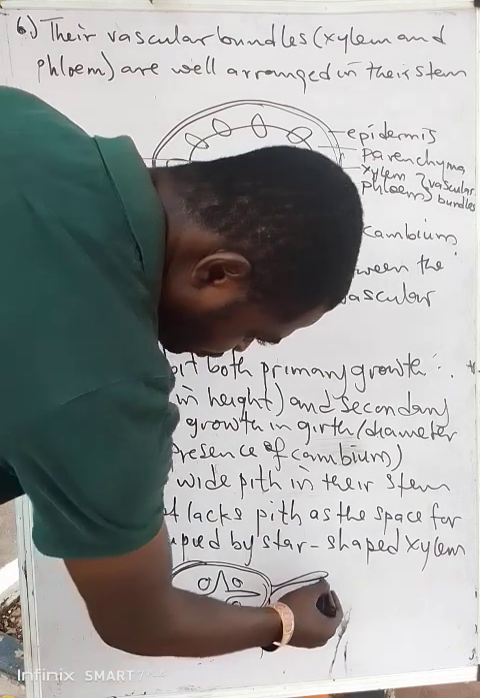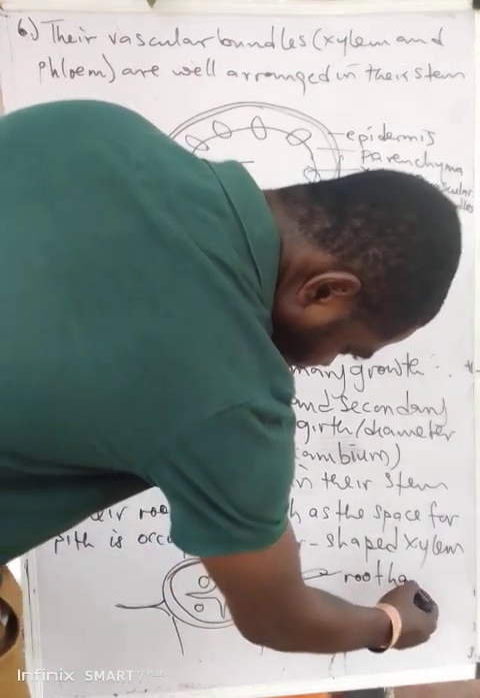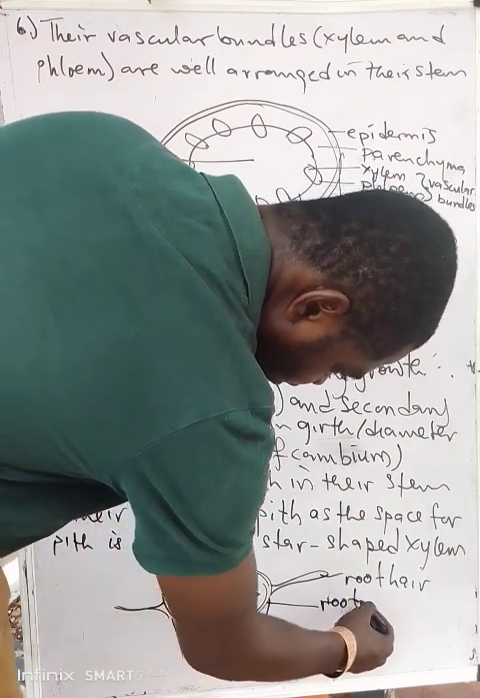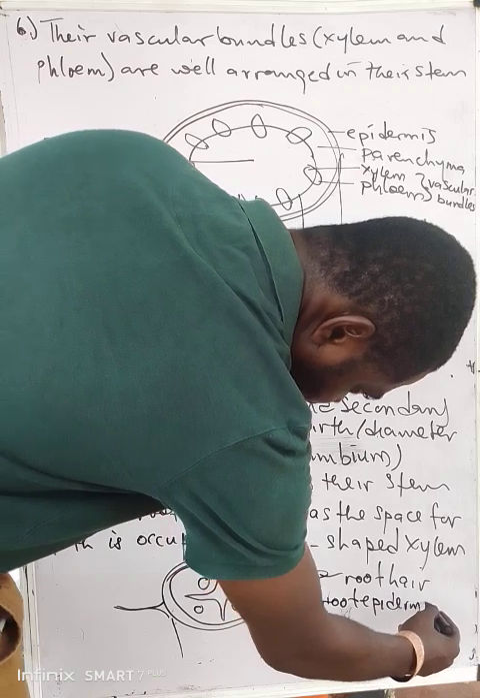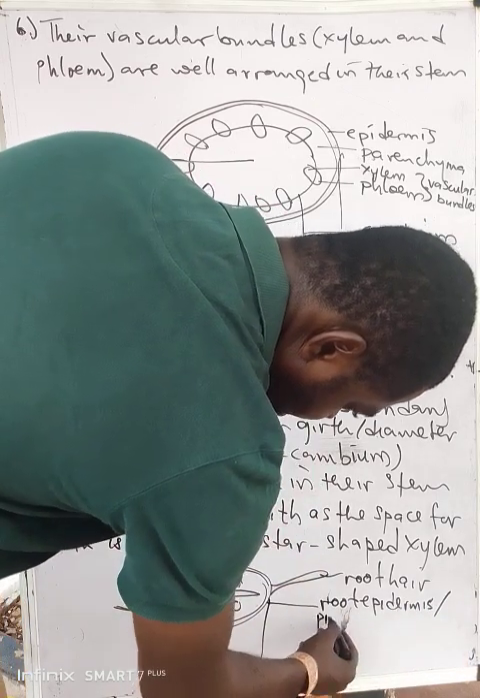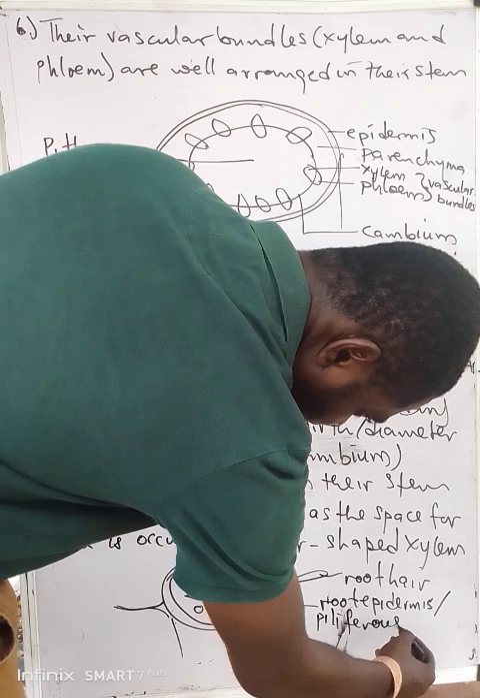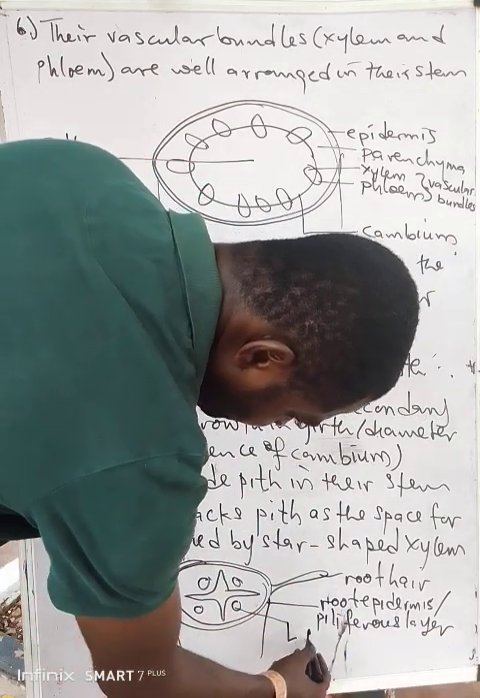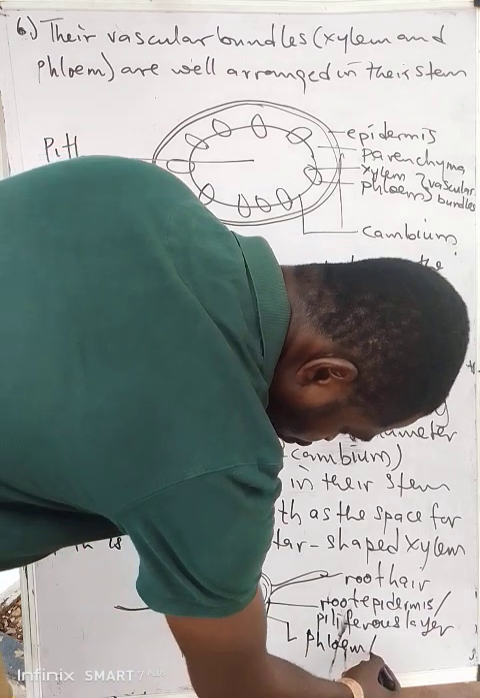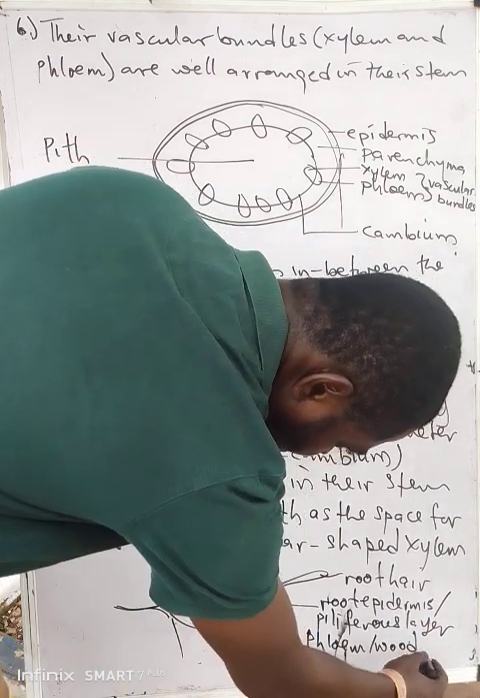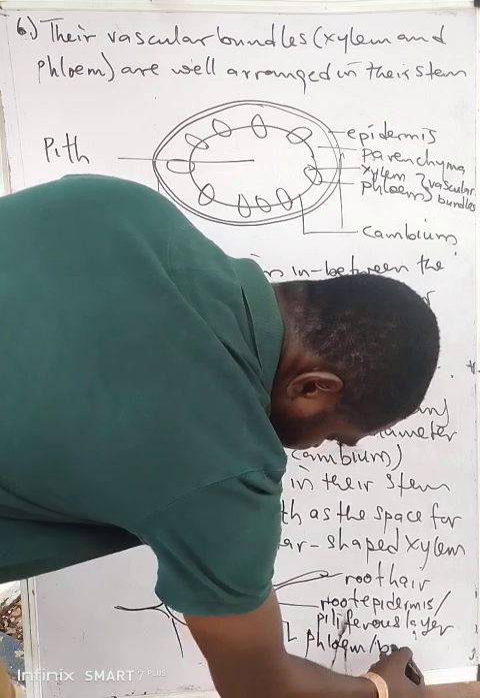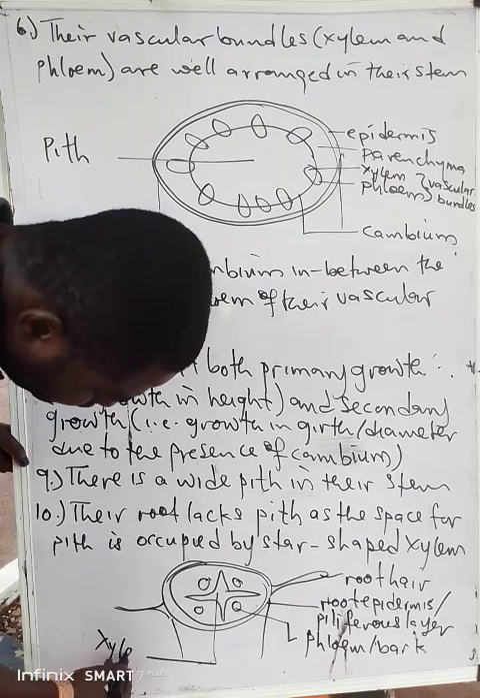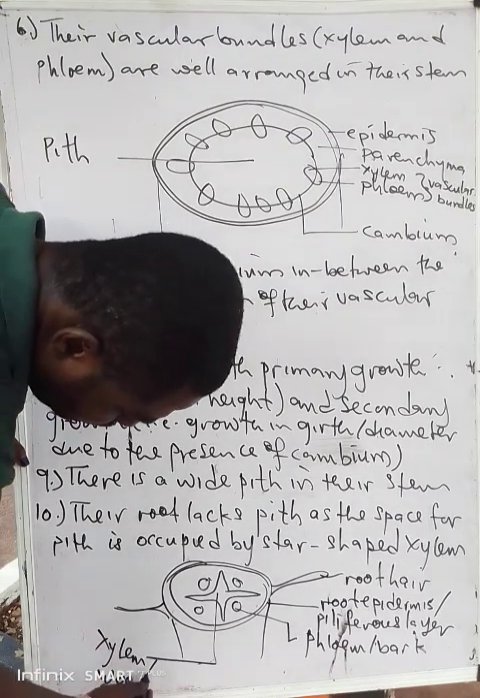This is the root here. This is the root epidermis, or you call it a piliferous layer. So this is phloem. Another name for phloem is bark. Why this is xylem? Xylem, or wood. This is their root.